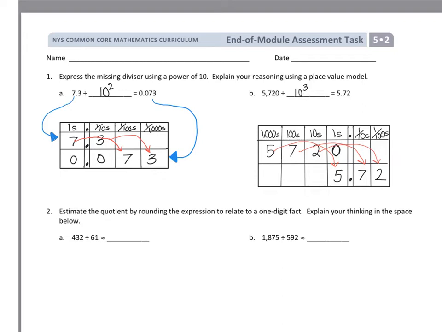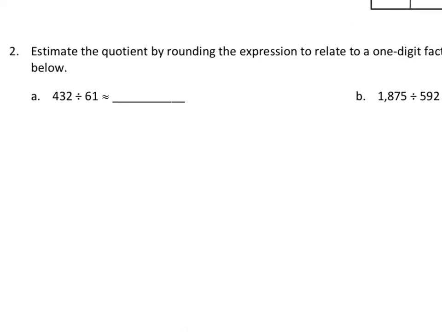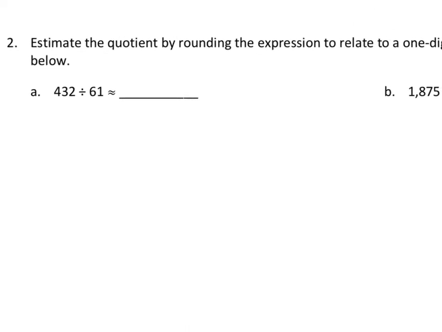Next problem states, estimate the quotient by rounding the expression to relate to a one-digit fact. Explain your thinking in the space below. So let's look at problem A. It states 432 divided by 61. Make sure that you round your divisor first before you round your dividend. It's going to be easier to find a multiple that will be close to this number.